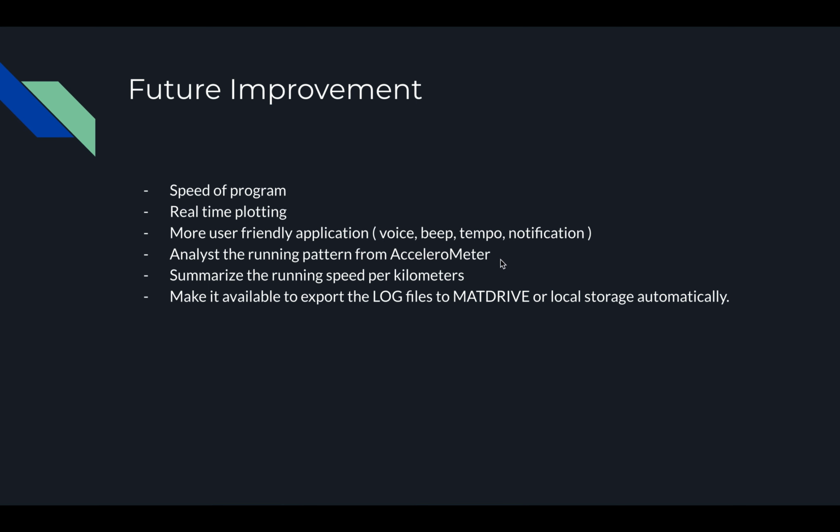So as our in-class project, we analyzed many walking sensor data. This project can be improved in the future to analyze the landing pattern by gathering the data from the accelerometer later. And we will try to summarize the running speed per kilometer. So in the Nike Run application, we call it the split speed, right? So we summarize the speed per kilometer.